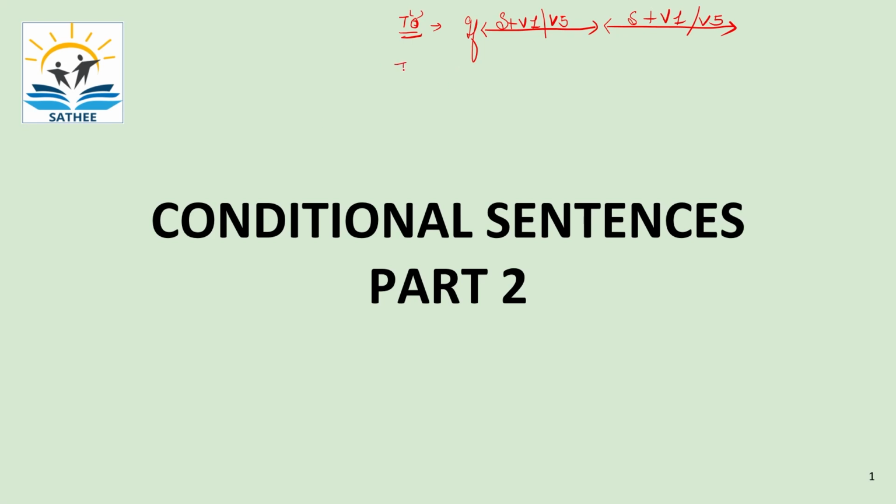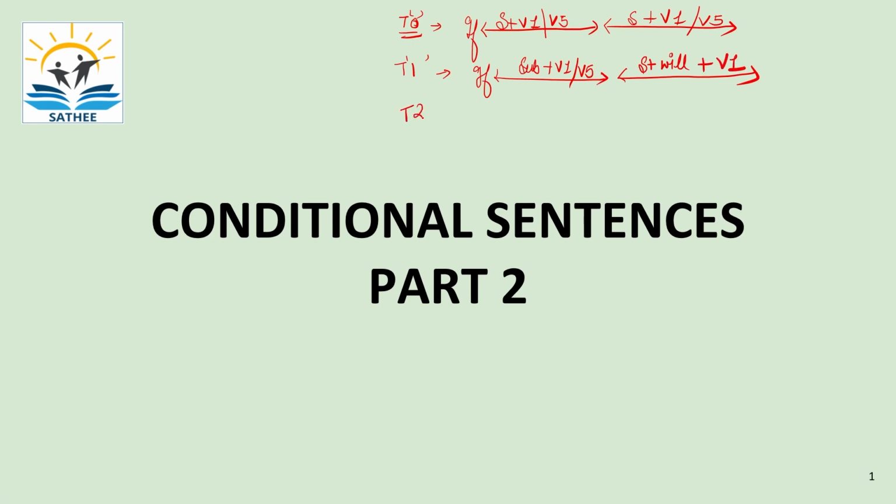Then we have type 1 condition, that is if, after that the first clause will be in present indefinite, that is subject plus verb first or verb fifth form. Then we have subject plus will plus verb first form, that is future indefinite.